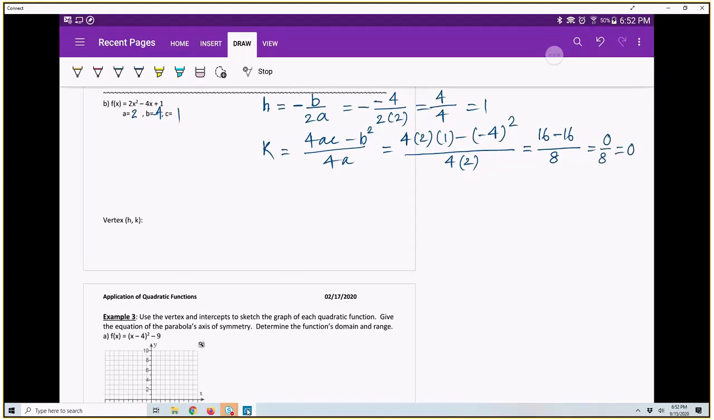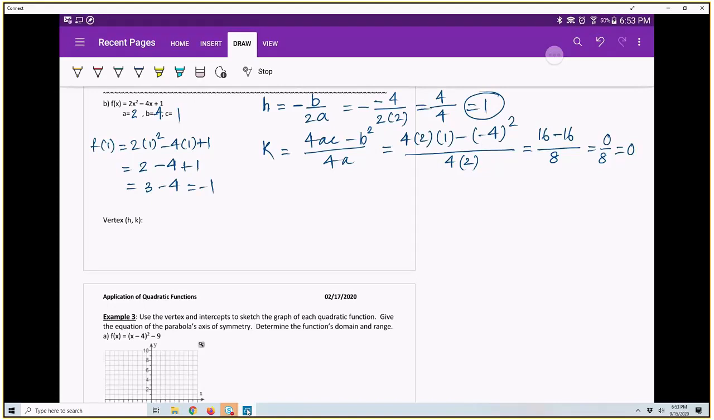But the process we're going to adopt here is a little easier. Once you have found the x coordinate, you go back to your function and replace the x by 1 and find the y. So basically find f of 1. And that should be 2 times 1 squared minus 4 times 1 plus 1, which is 2 times 1 is 2, minus 4 times 1 is 4, and then plus 1. So that is 3 minus 4, and that's -1.